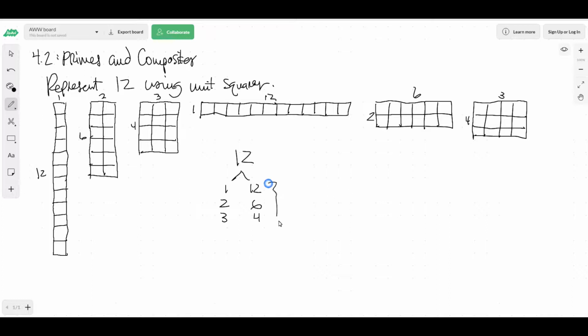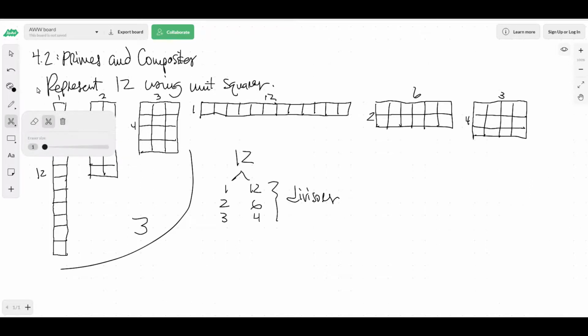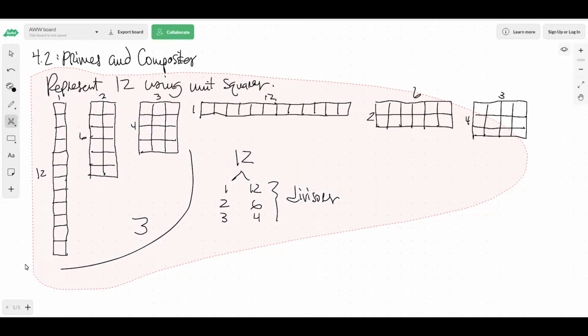These are all called divisors. So 12 can clearly be broken down into at least, depending on the way you look at it, 3 rectangles of varying dimension. But let's think about a different rectangle. Let's see if I can do this. Yes.